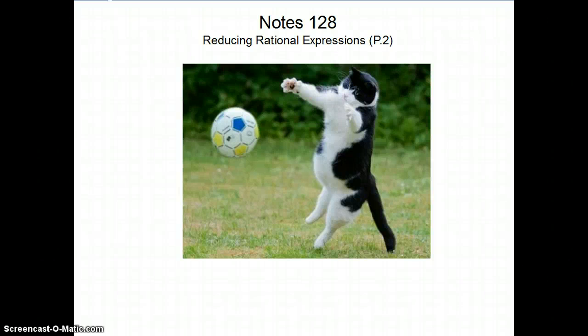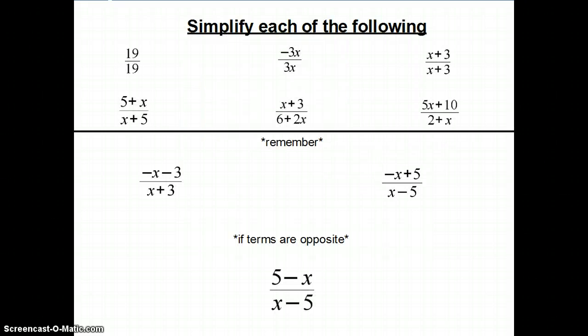Hello and welcome. Today we're going to continue our discussion on reducing rational expressions. First, let's simplify each of the following.